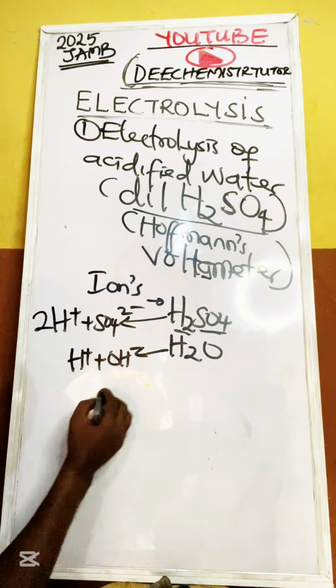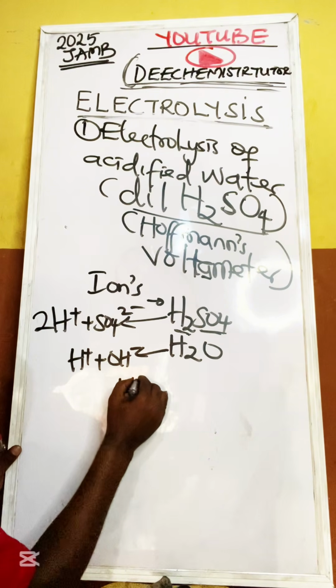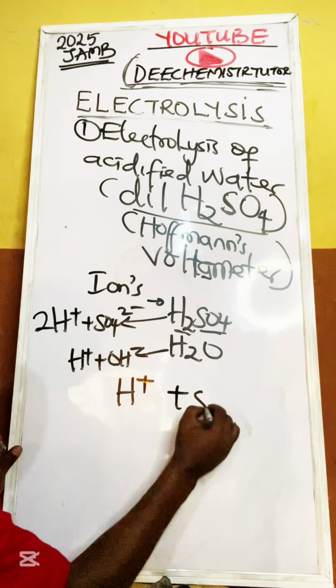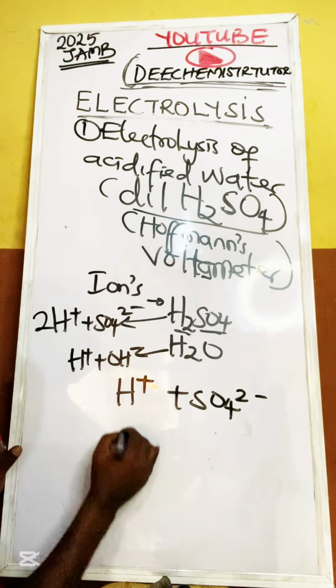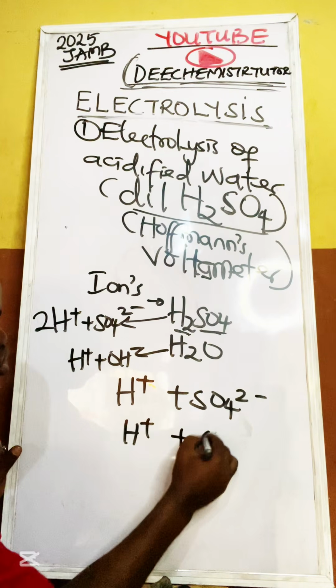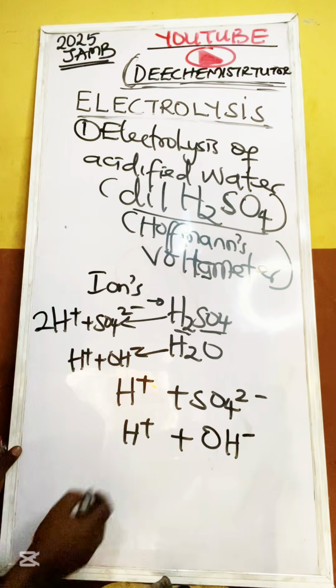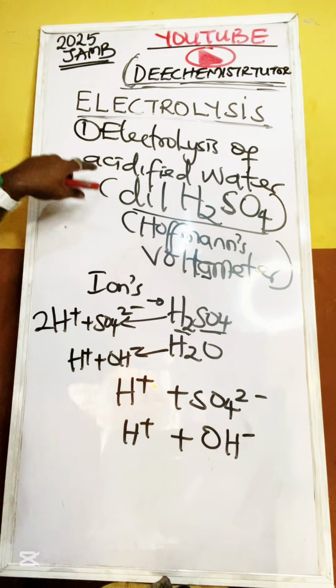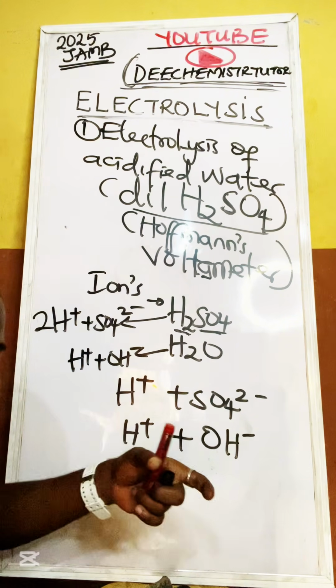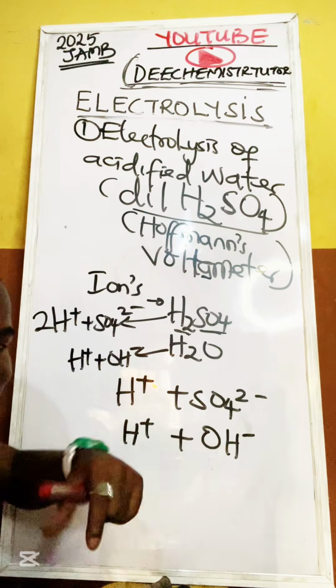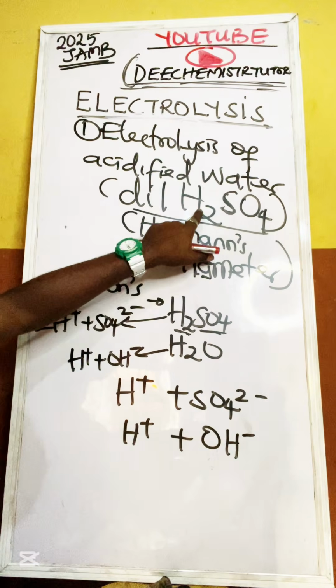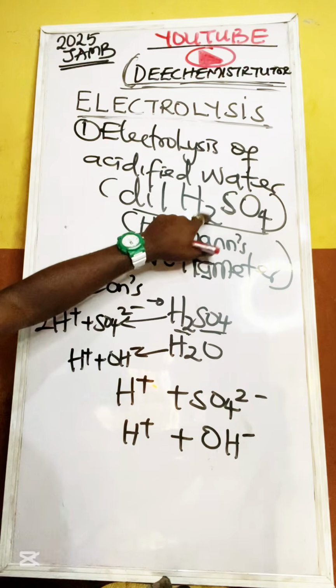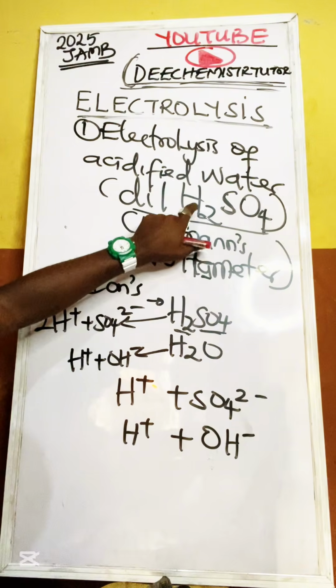Abi? So these are the ions present: H plus and SO4 2 minus, then H plus and OH minus. These are the ions present because it is dilute. If it is conc too, there will be water. The difference is that for conc, the water is just smaller than the solute. For dilute, the water is more than the solute, like this acid that is dissolved in it.